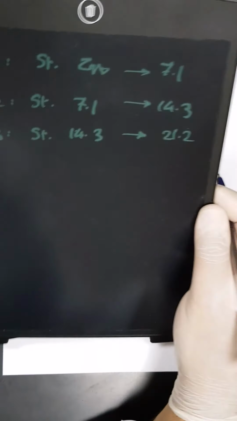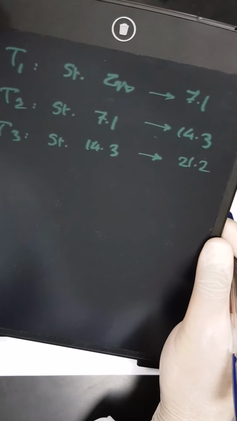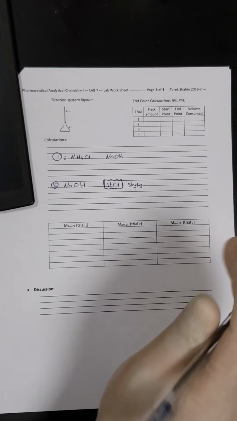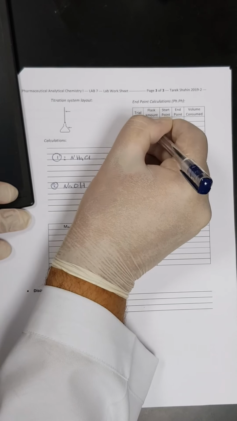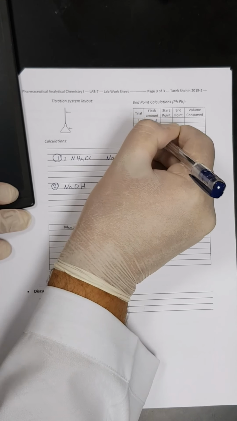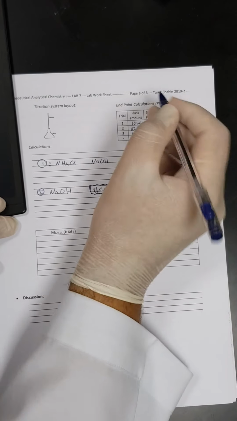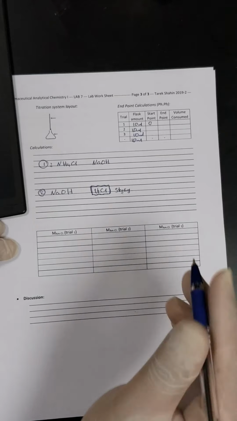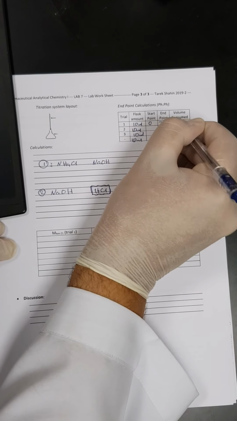Okay, now we are done with the titration of the remaining amount of sodium hydroxide using HCl solution, and these are the readings. So I'm going to write it here. The flask amount each time was 10 ml, or supposed to be 10 ml. Start point 0 for the first trial, and the end point of the first trial was 7.1. So the volume consumed is 7.1.